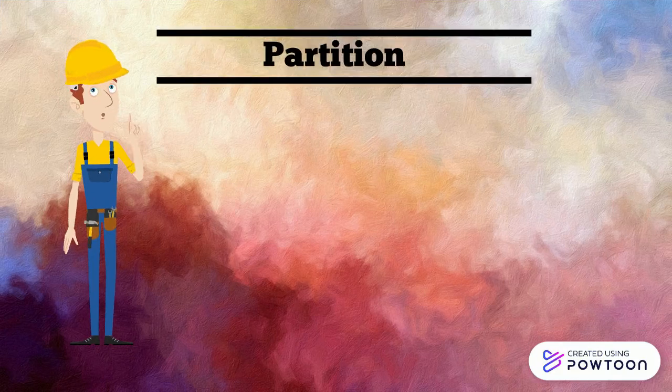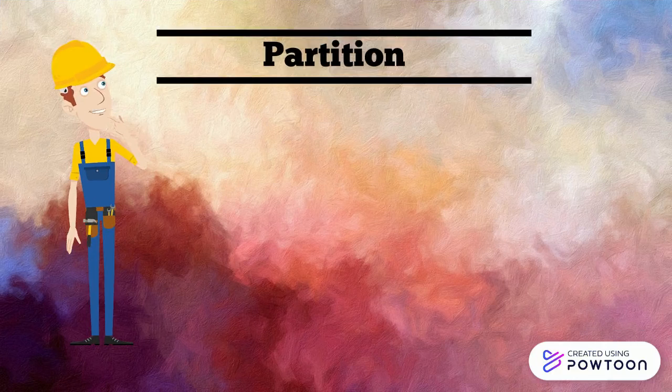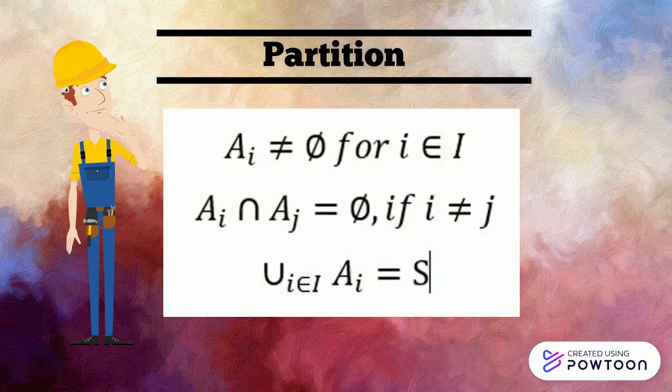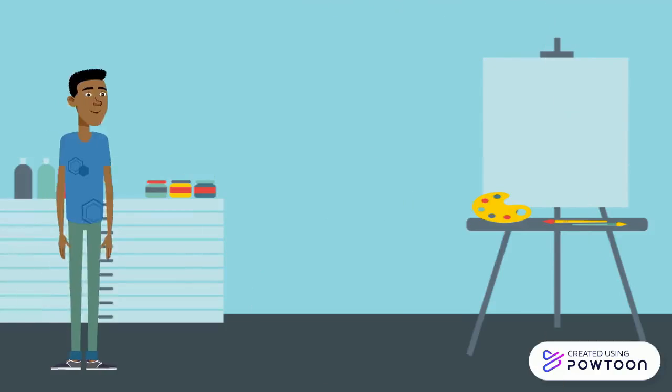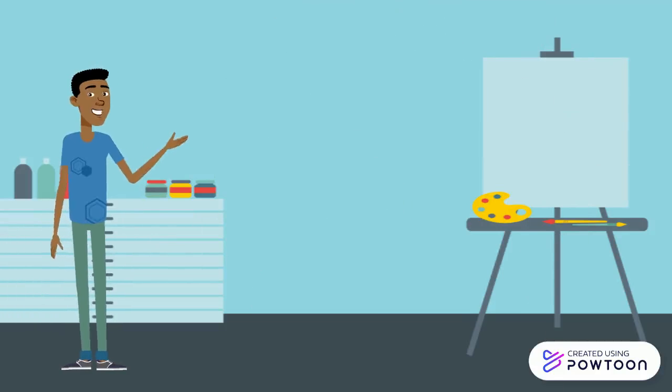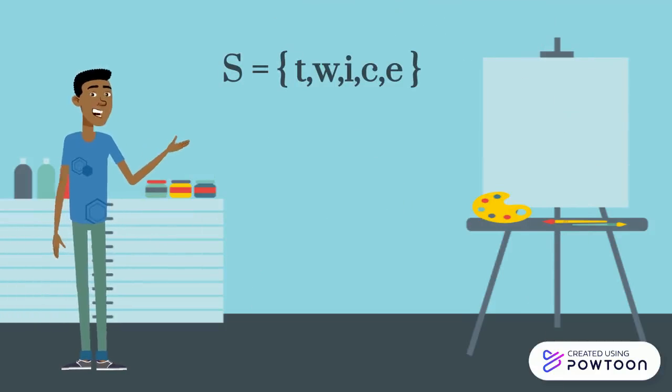A partition of a set S is a collection of disjoint non-empty subsets of S that have S as their union, and it will only be formed if the conditions below are satisfied. The following set S is given. Are option A and option B the partitions of set S?